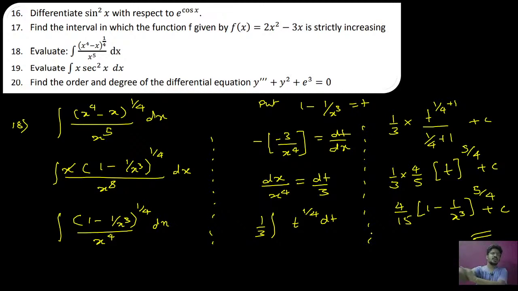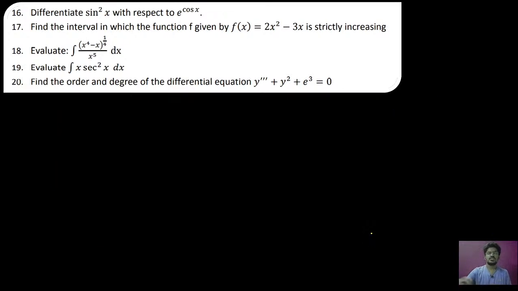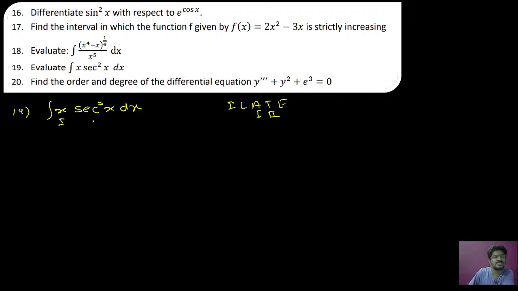That is problem number 19. You have to use integration by parts. That is integration of x into secant square x with respect to dx. That will be integration by parts. Algebraic is first, trigonometry is next. So algebra is the first function, trigonometry is the second function.